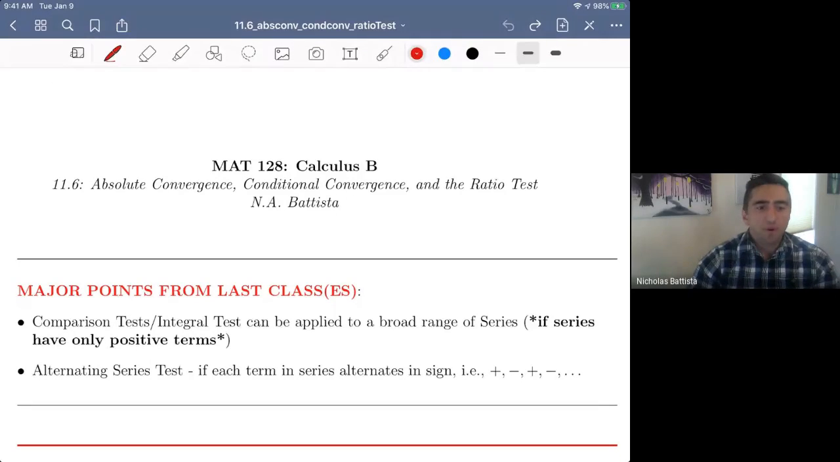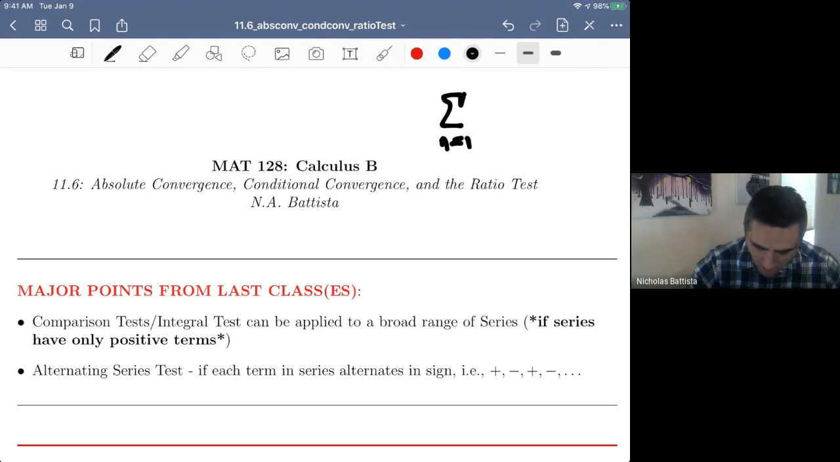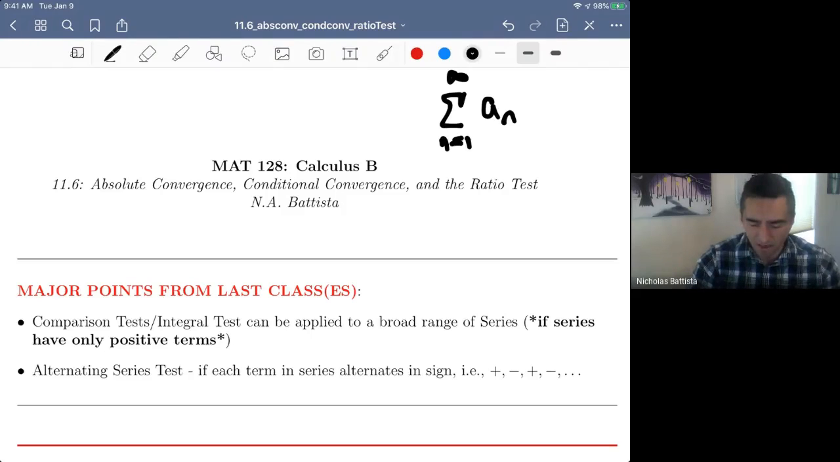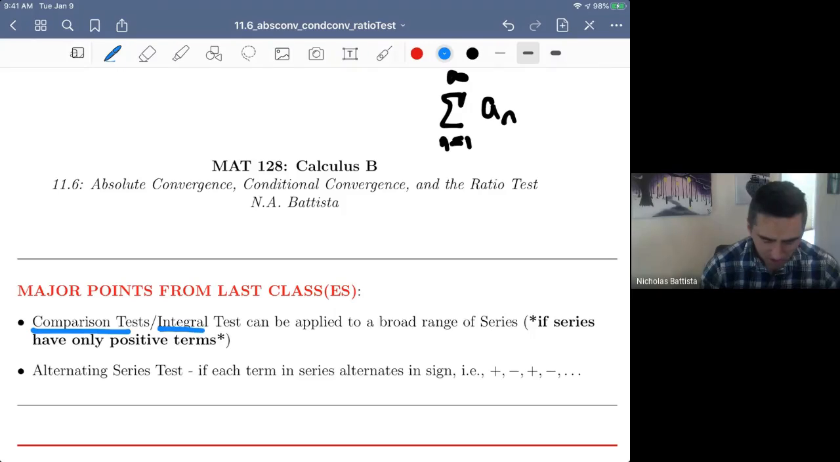So some of the major points from the last couple classes were that we are still asking this question of, hey, we're handed some infinite series, say from n equals 1 to infinity, and we're wondering whether or not this series equals some finite number and converges, or if this series diverges. And the two major broad tests that we had were the so-called comparison tests or the integral tests. And these could be applied to a broad range of series. The series didn't have to have a particular form in general, but it needed to have positive terms.